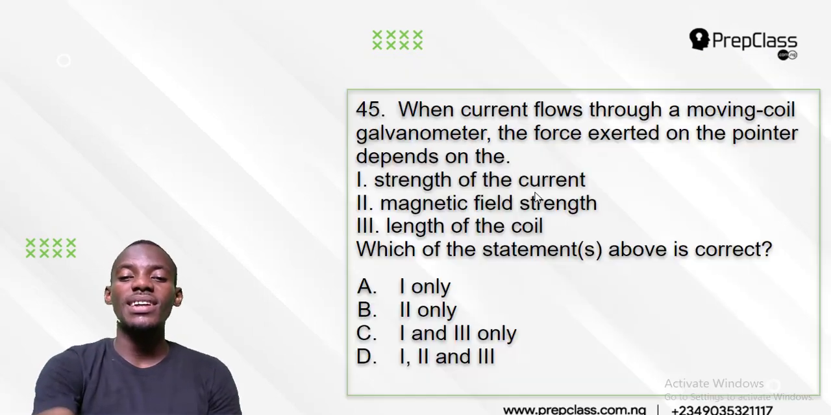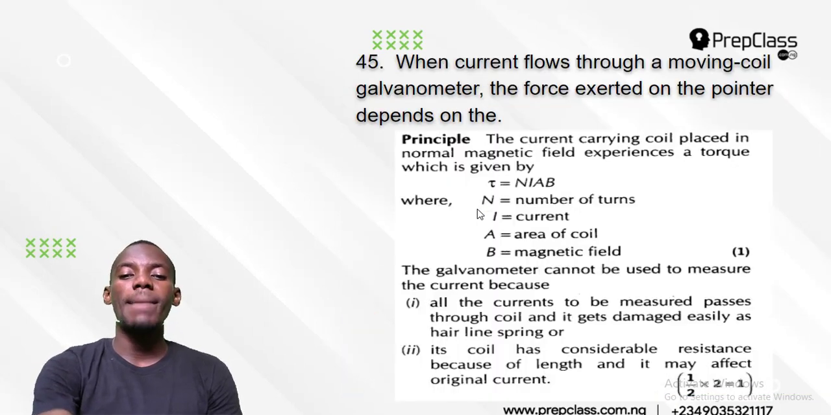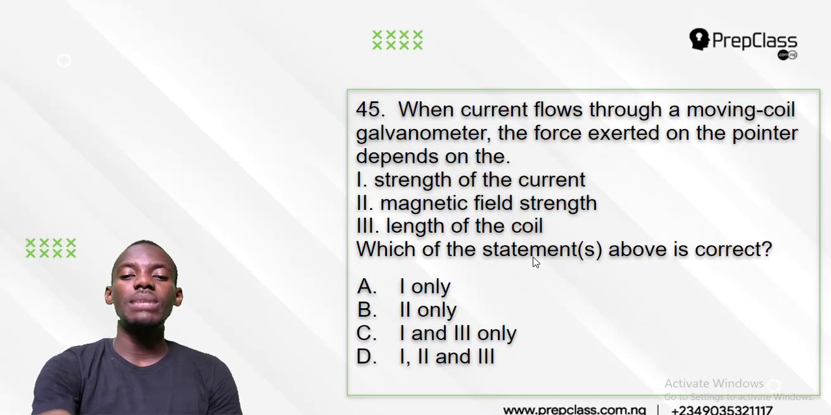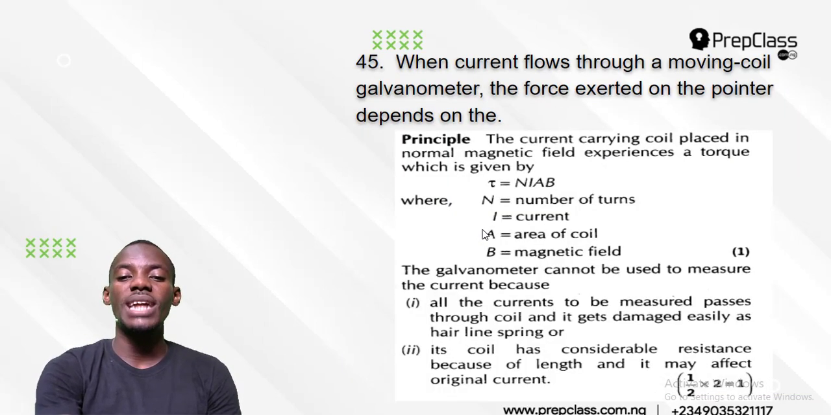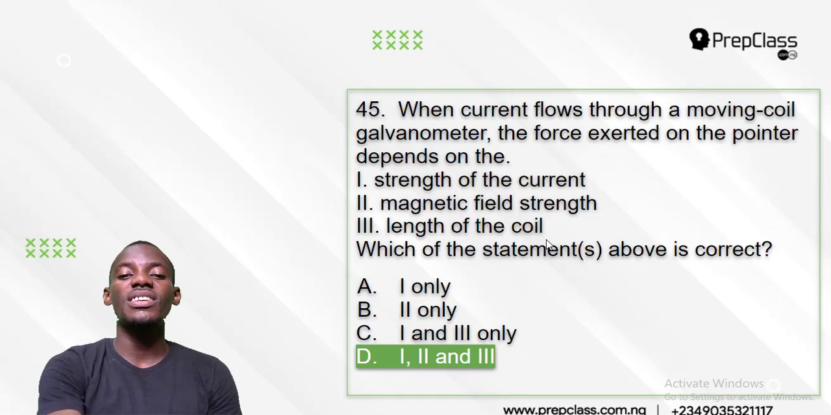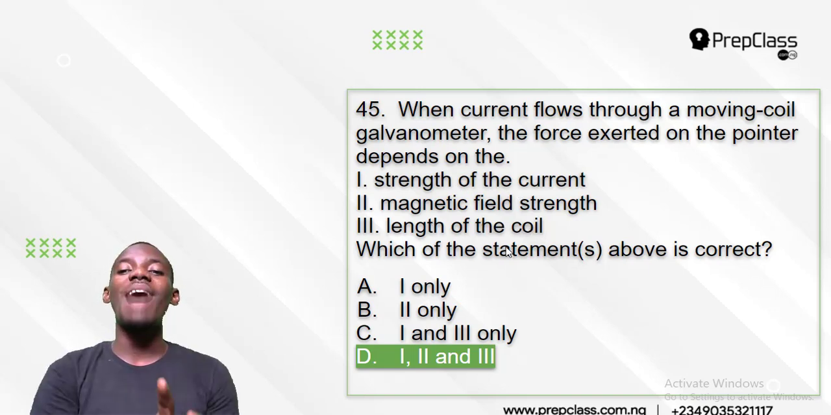So it is number of turns. Let's check it out. We have strength of the current. Did they mention current? Yes. Then did they mention magnetic field strength? Yes. The magnetic field also affects it. Then did they mention what else? Length of the coil. Yes, that's the area of the coil. So the factor affecting it is all of them. It is the strength of the current, the magnetic field strength, and the length of the coil. They all affect a galvanometer, and those are the factors affecting a galvanometer.